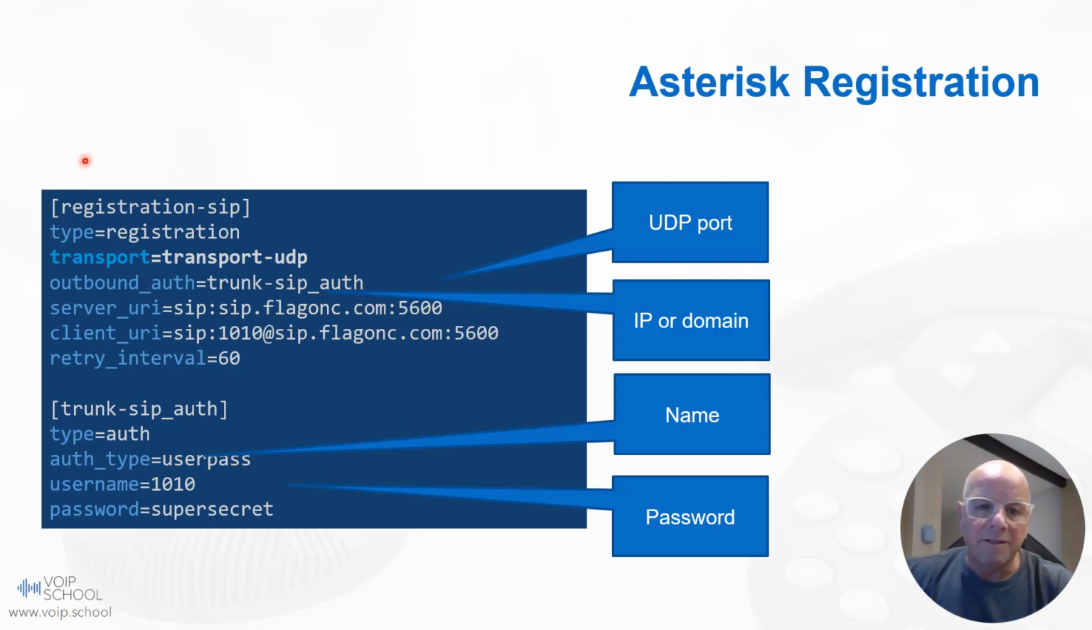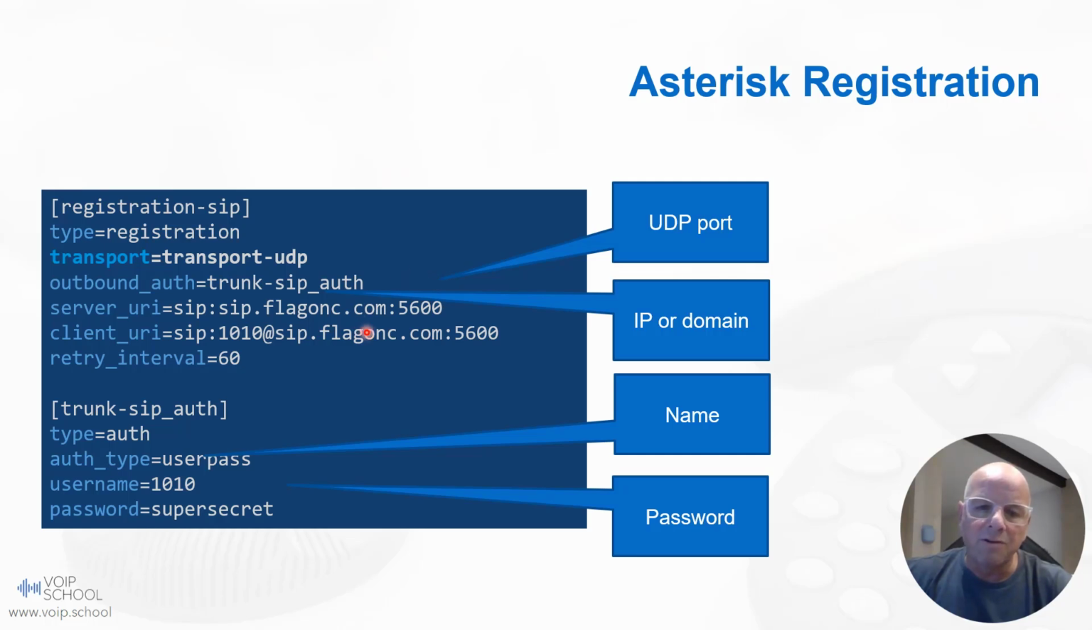So here we have created this registration SIP, type equals registration, transport equals transport UDP. So we are using UDP here, and this is defined elsewhere in the file. Authentication, outbound authentication is on the trunk SIP authentication here below. The server URI, the Uniform Resource Identifier, sip.flagon. Pay attention here that this is 5600, not the standard 5060.